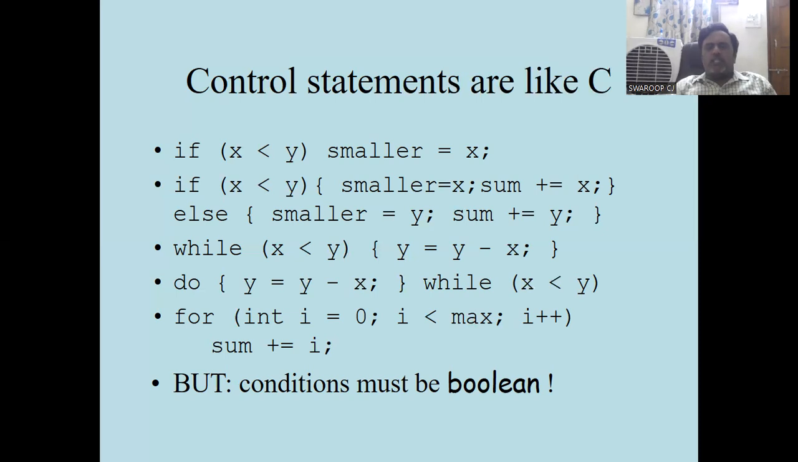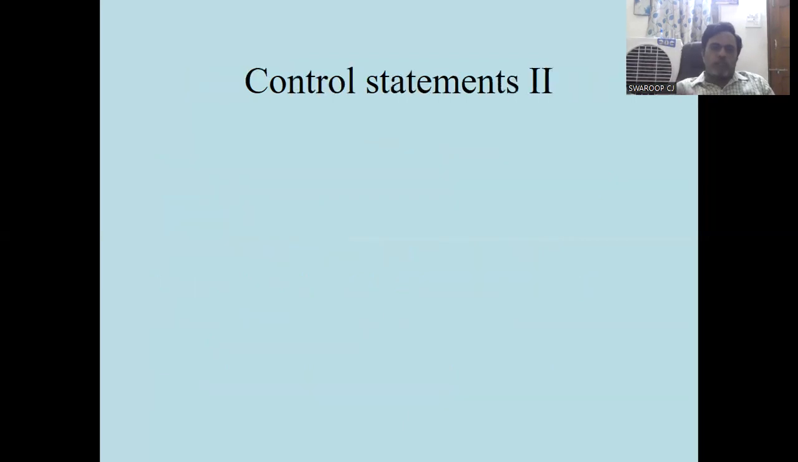So see here, the conditions must be Boolean. Boolean will be true or false. So while x greater than 5 means either the possibility is yes or true. Boolean is nothing but the concept that it has to be either true or false. If x less than y, it is true, otherwise it will be false. So there is only one possibility for the control statements: either it can be true or it can be false.